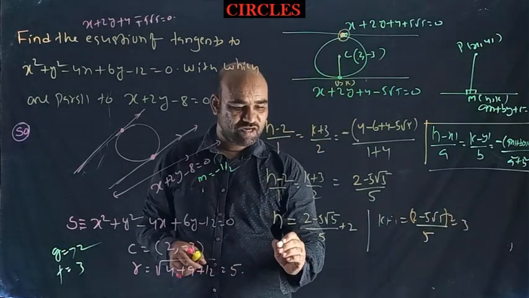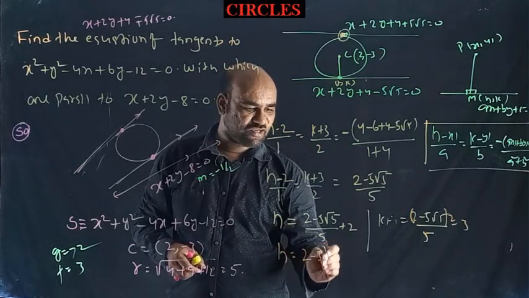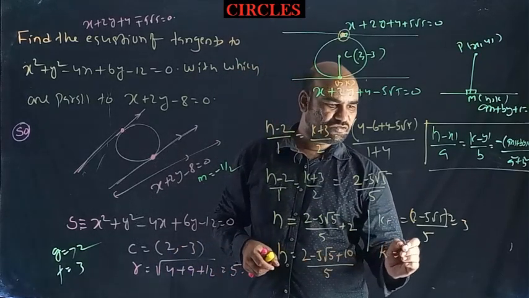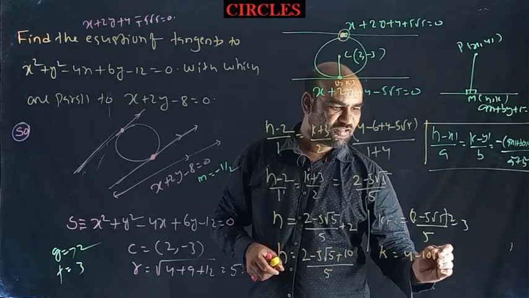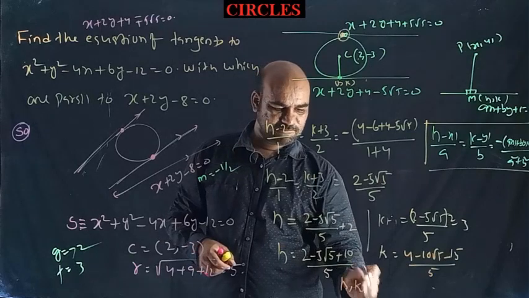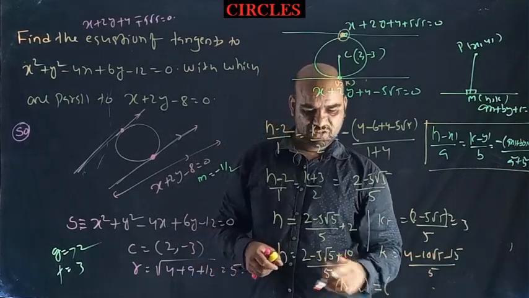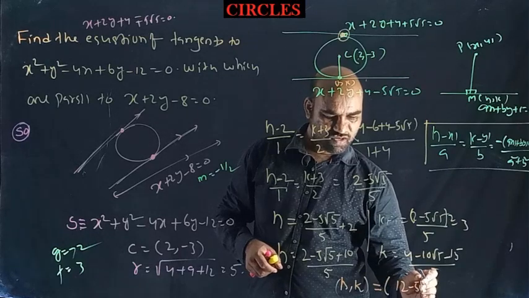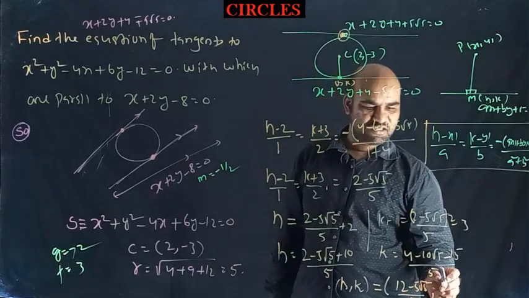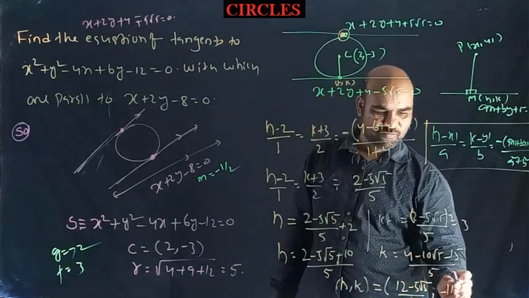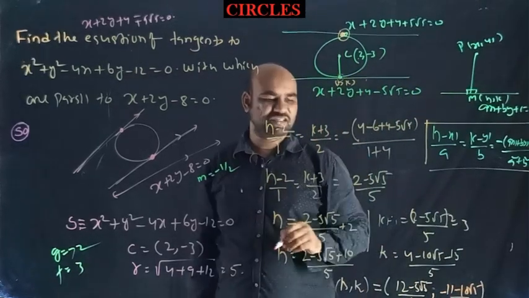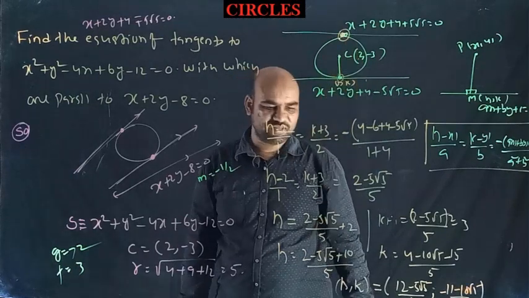Okay, so what happened here: h is equal to (2 minus 5 root 5 plus 10) by 5. Here k equals (4 minus 10 root 5 minus 15) by 5. So finally, (h, k) is (12 minus 5 root 5) by 5 comma, here minus 11 I think, minus 10 root 5 by 5. So this is one of the points of tangency. By using the midpoint formula, we can find the other point of tangency. That is not a big problem.